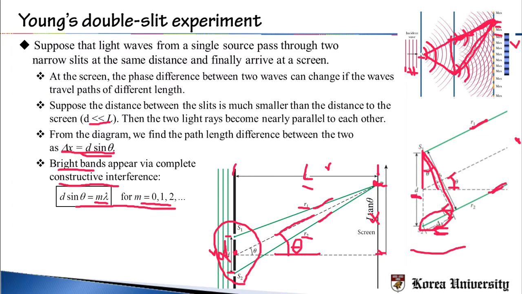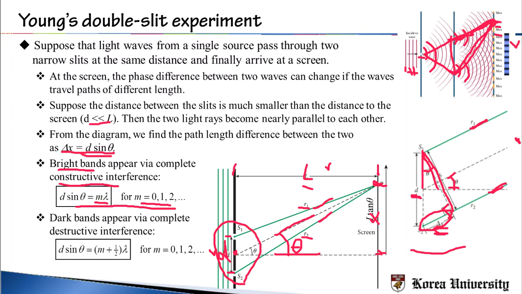And how about the dark spots? For dark spots, the path difference is exactly half lambda different, or in phase it is pi different, or 180 degrees difference. That is the condition for the dark band, which means destructive interference. We use the same path difference, d sine theta, but now it differs by half of lambda, or 1 plus half of lambda, or 2 plus half of lambda. They all equally work. So now you can write the condition for destructive interference, and the condition for m is all the same.